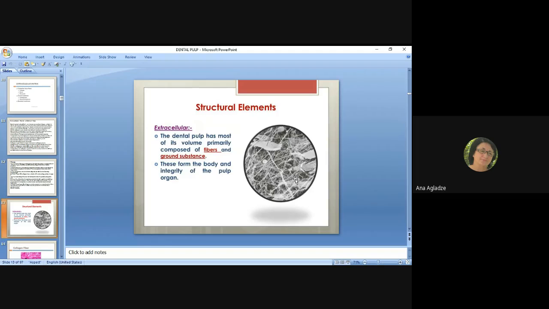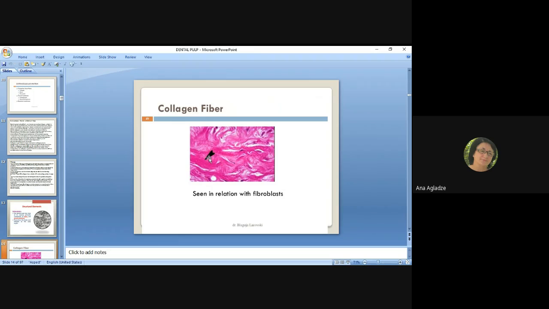the collagen synthesis of fibroblasts during the formation of tertiary dentin is increased. Here you can see this is the collagen fiber indicated, and you can see these fusiform cells which are fibroblasts, and the synthesis during formation of tertiary dentin is increased, especially after administration of calcium hydroxide for dentistry purposes.